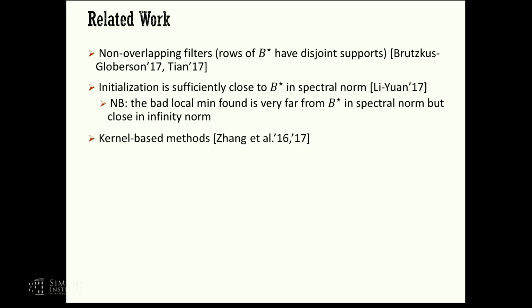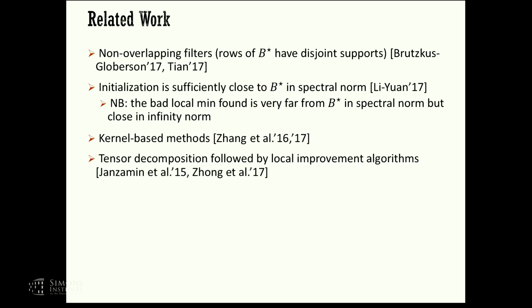There are also kernel-based methods, and tensor decomposition methods followed by local improvement algorithms. These give a polynomial time algorithm for the setting that I'm talking about. So our contribution is not really to propose a new polynomial time algorithm. It's more about understanding the landscape and thinking about how to change the objective function. One of the empirical solutions is over-parameterization. For example, if the true dimension of the hidden variables is 50, you can over-parameterize the inner layer by a factor of 2, for example, and then the error will become much smaller.